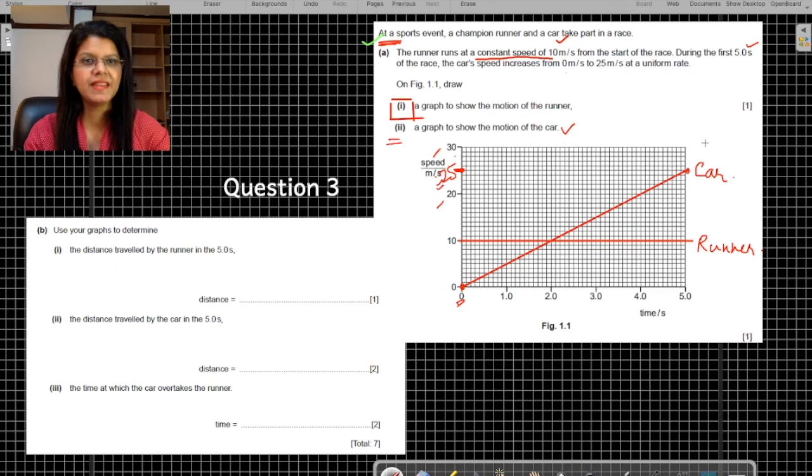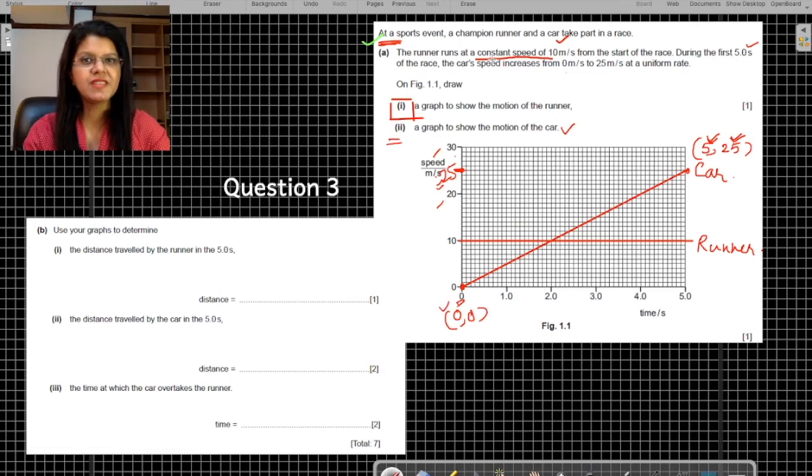25 in the 5th second. In the 5th second, the speed was 25. The coordinates of the last point are time 5, speed 25. At the starting point, time 0, which is the origin, speed is 0. Compare this with the information which is given.